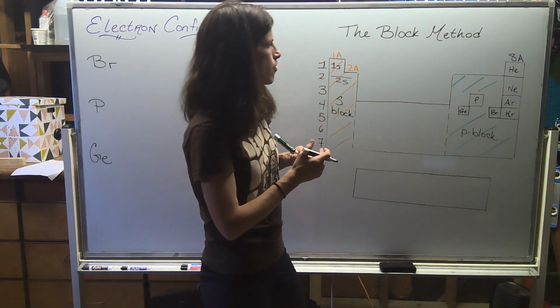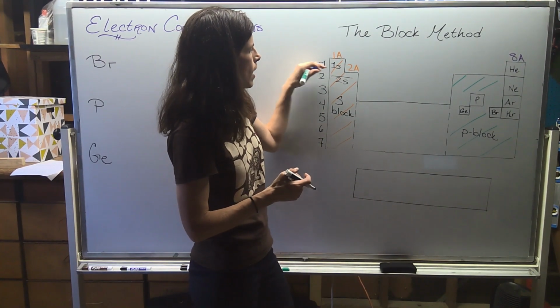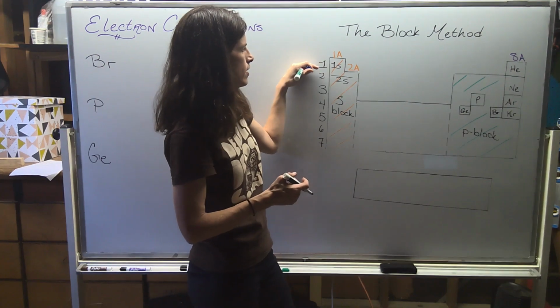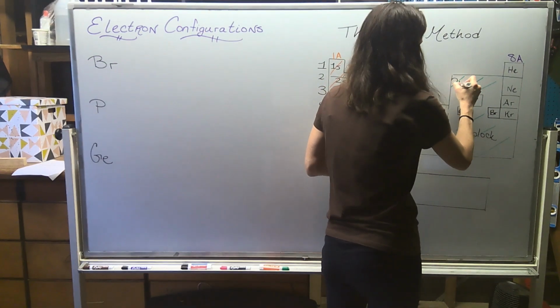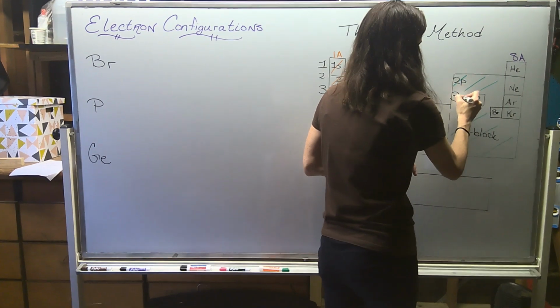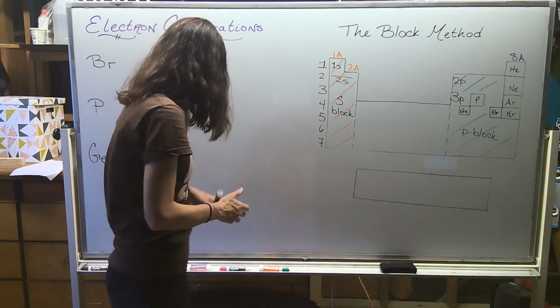The number out front on the P's also corresponds to the row number. So we don't have a 1p, we just have 1s. And then we have 2s, and then over here would be the start of the 2p's, and this would be the 3p's, and so on and so forth. D block is in the middle.